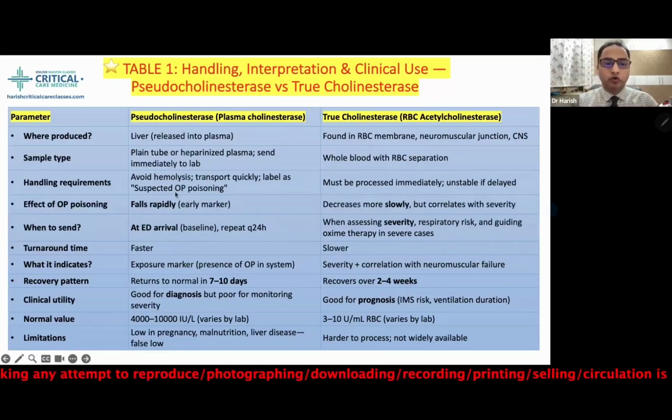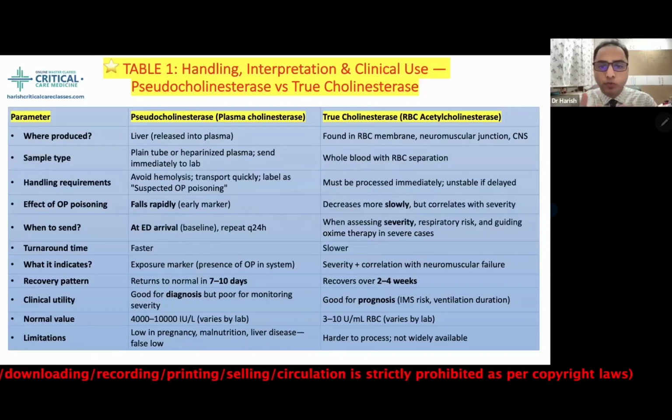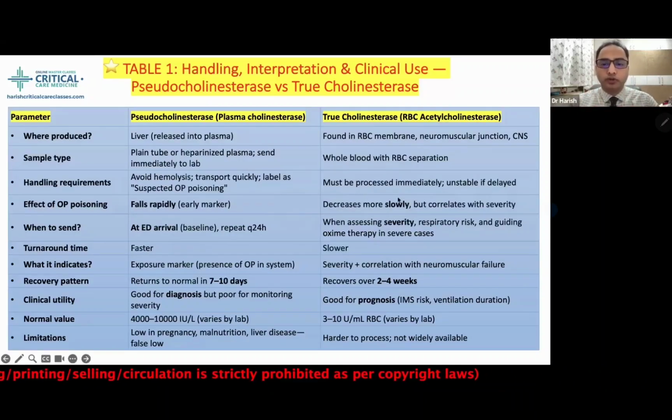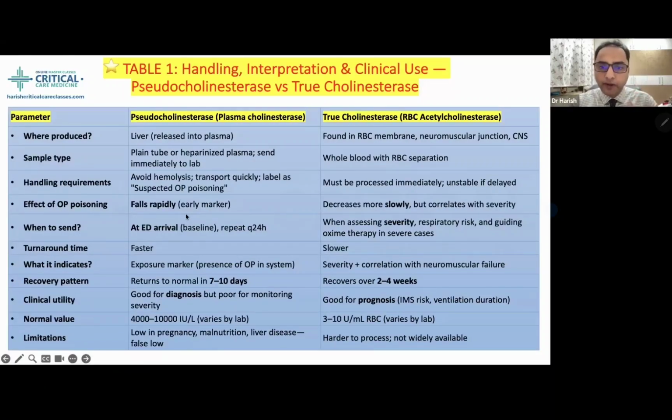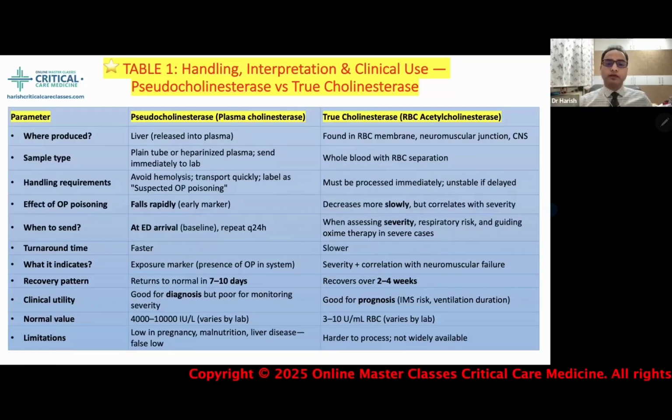Handling requirements: for pseudocholinesterase, avoid hemolysis, transport quickly, and label as suspected OP poisoning. True cholinesterase must be processed immediately; if delayed, there will be some sort of instability. Effect of OP poisoning: pseudocholinesterase is the early marker and falls rapidly. True cholinesterase decreases more slowly but correlates with the severity. When to send? Pseudocholinesterase on emergency department arrival as a baseline. We may take a call on repeating at 24 hours, but it may not be mandatory if you have clarity on your diagnosis of OP poisoning.